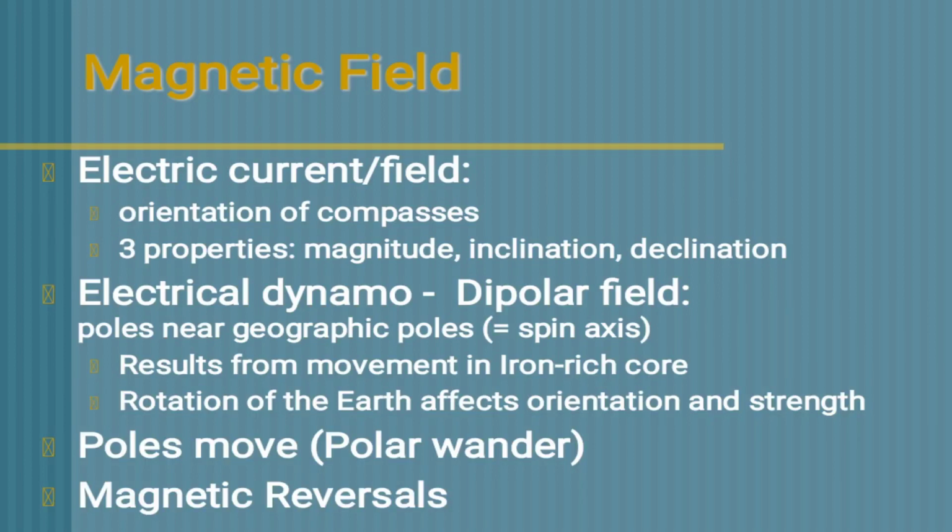Here, magnetic fields, which are like electric current fields, determine the orientation of compasses, and three properties, magnitude, inclination, and declination, are observed. The electrical dynamo and dipolar field, with poles near the geographical poles, result from movement in the iron-rich core, and the rotation of the Earth affects orientation and strength. Hence the pole moves in a polar wander, and hence the magnetic reversals are seen.